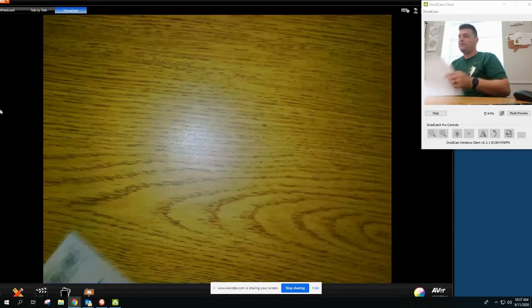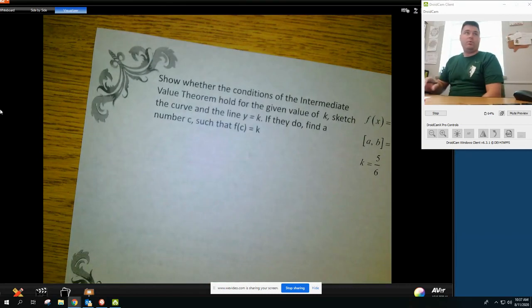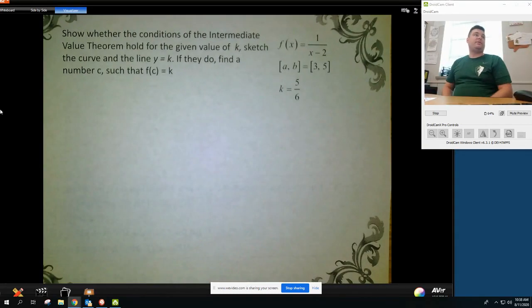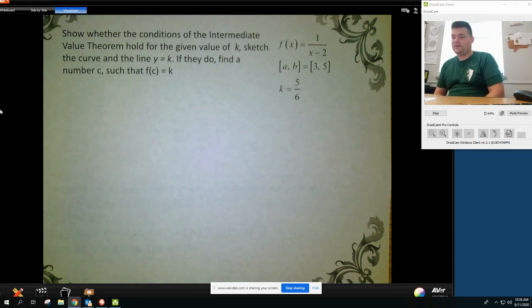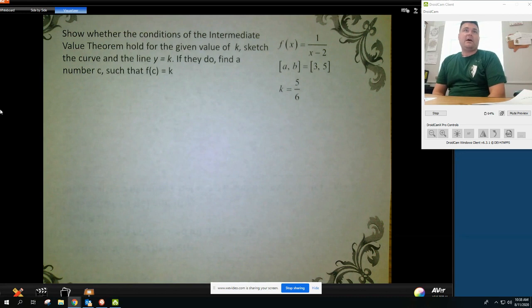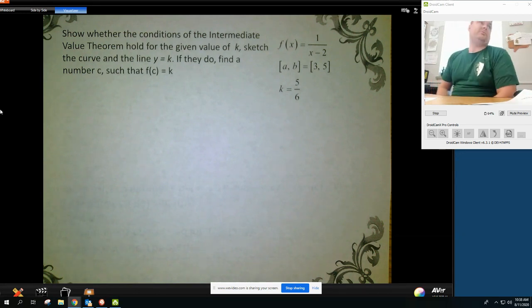Okay, let's do one problem. We're going to show whether the conditions of the intermediate value theorem hold for the given value of K. We're going to sketch the curve and the line y equals K. And if they do, find the C such that f of C equals K. This is pretty much everything the IVT would ask for. A little above me on this question, but here we go.